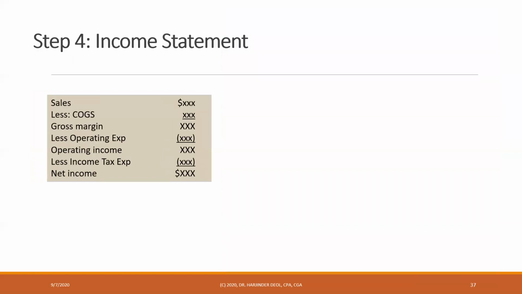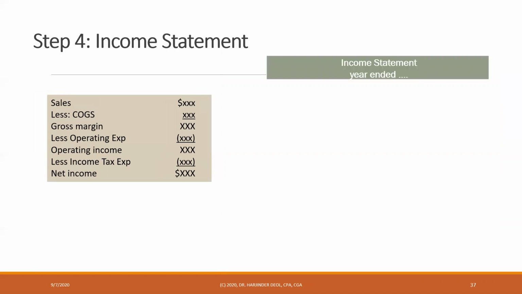Finally, the income statement. The layout of the income statement is we'll start with sales, take away cost of goods sold to get gross margin, take away operating expenses to get operating income, subtract income tax expense to get net income. The detailed layout, you'll start with a title sheet.